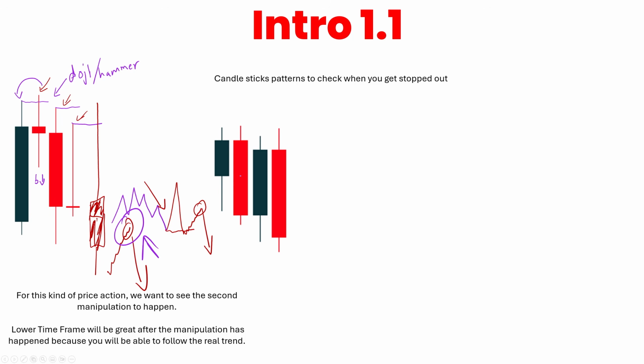Okay, I hope you understand it clearly on this one, because it's not really that difficult, but you have to read price action in a different way. So what I mean is that we have to see two rejection candlesticks.